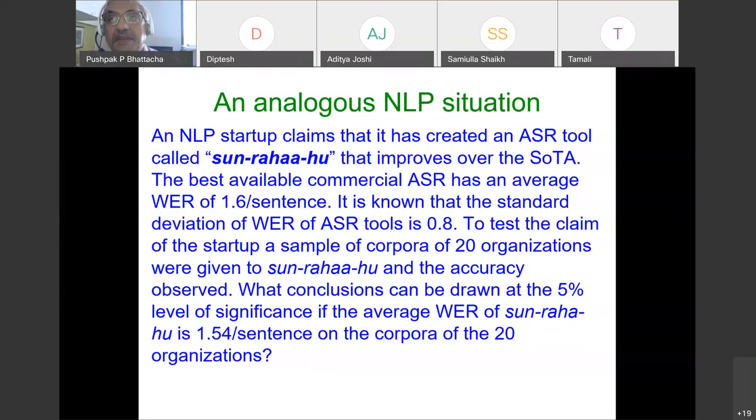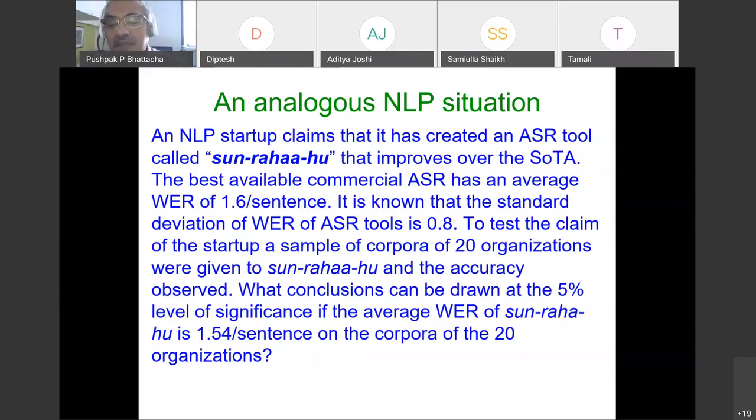The cigarette company said that it has been able to bring down the nicotine level. Out of the 20 cigarettes, I found out that the nicotine level is indeed 1.54. Okay, so it is really less than 1.6, which is the average nicotine level. But it is on a sample of 20 cigarettes only. Can I believe the company that the nicotine level has really come down for all the cigarettes that it manufactures?